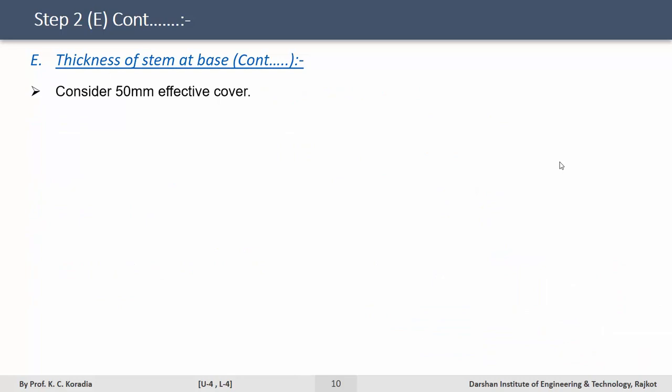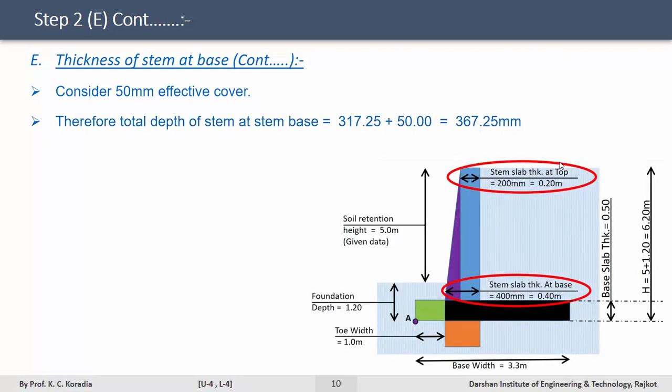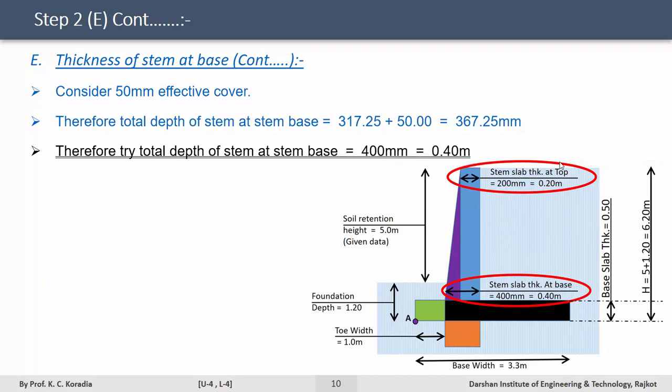Now, consider 50 mm effective cover. Therefore, total depth of stem at stem base will be equal to 315.27 derived in our previous slide plus 50 mm, which gives 367.25 mm. Therefore, we will try a total depth of stem at stem base as 400 mm, which is also equal to 0.4 meter.